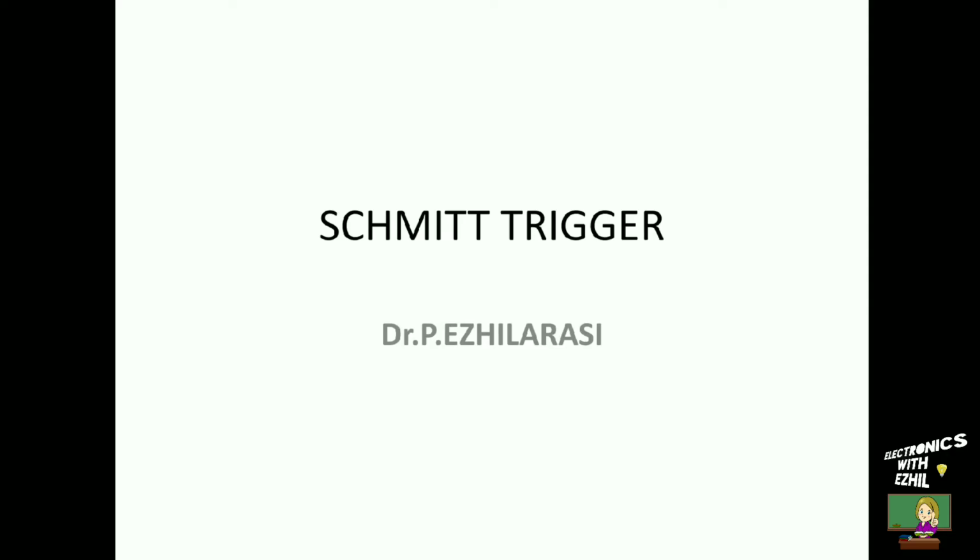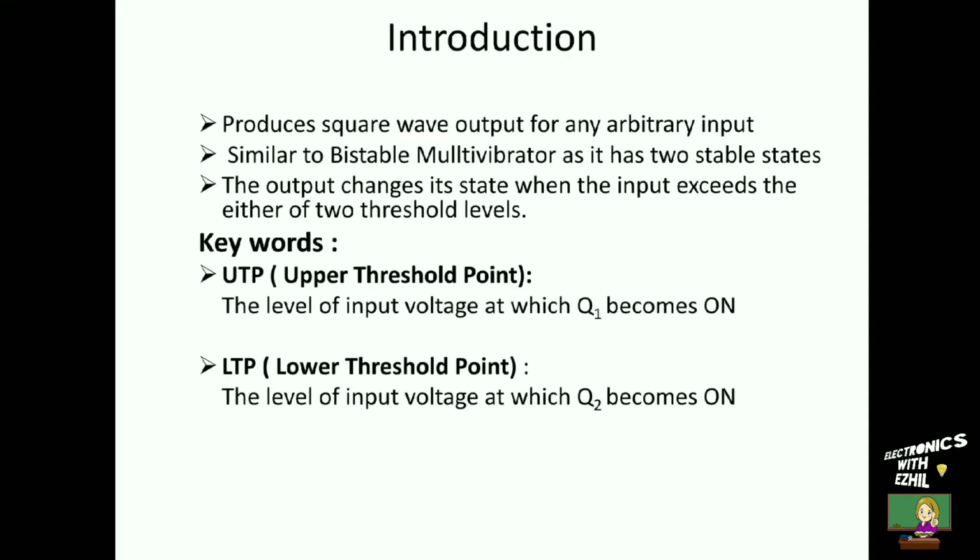Viewers, in this video, we will discuss the operation of Schmitt trigger circuit using transistors. Schmitt trigger is a two-stage amplifier circuit that produces square waveform for any arbitrary input. It is similar to the bistable multivibrator because it has two stable states. Here, switching between two stable states is determined by the amplitude of the input signal.